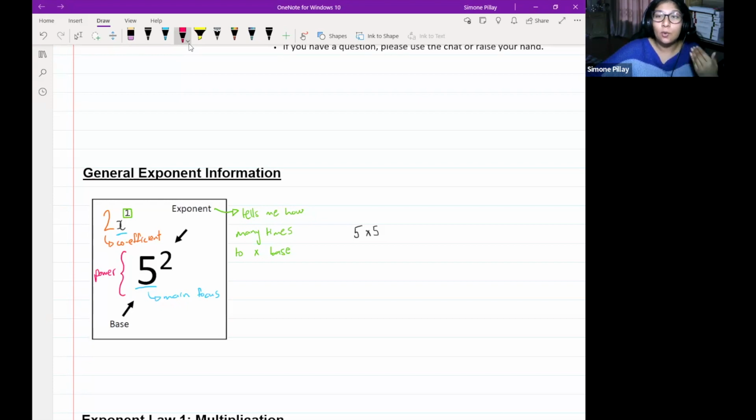And so what is the coefficient? The coefficient is the number that will be in front of my base. And how do we deal with this? What does all of this mean?